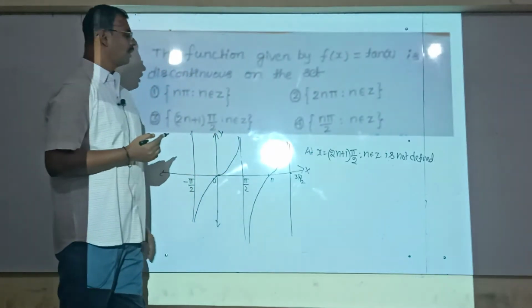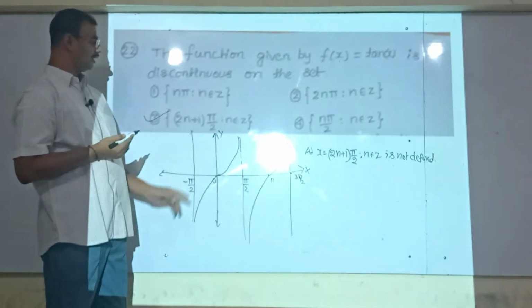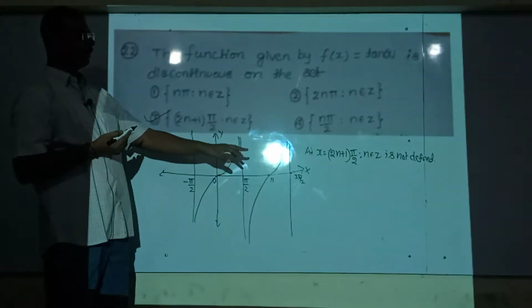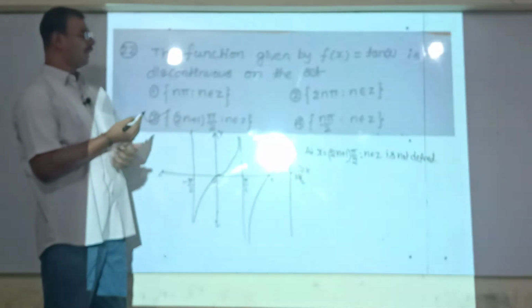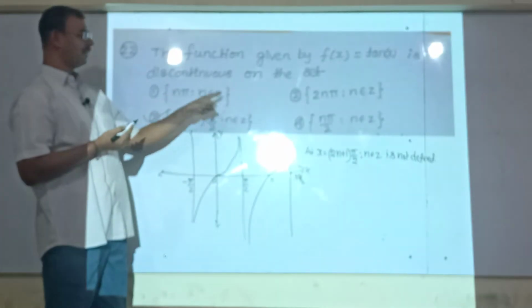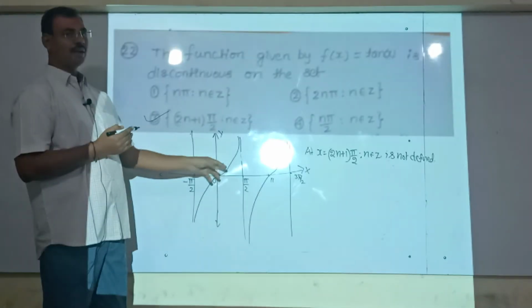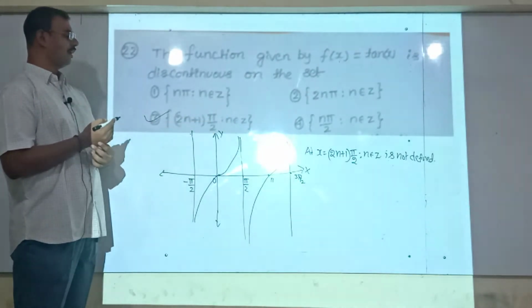So at x equal to (2n plus 1) pi by 2, the tan x graph is not defined. So it is discontinuous at odd multiples of pi by 2 only. The number of discontinuity points is infinite, and we can write them as (2n plus 1) pi by 2, n belongs to the integers. At these values, the tan x graph is not defined. Except these values, it is defined and continuous. Okay, the answer will be (2n plus 1) pi by 2, n belongs to Z.